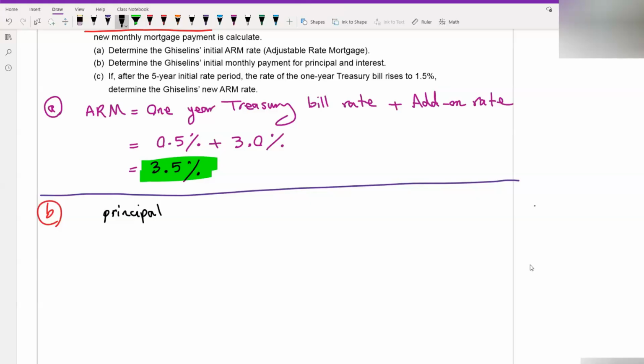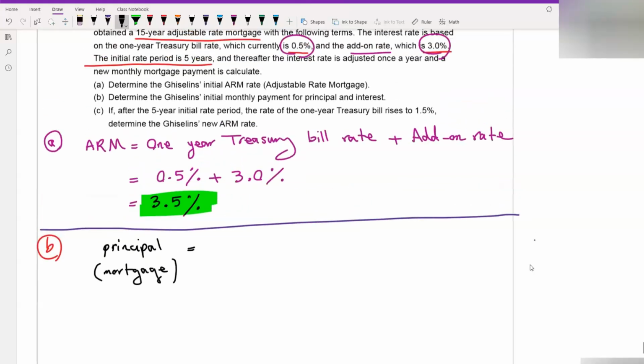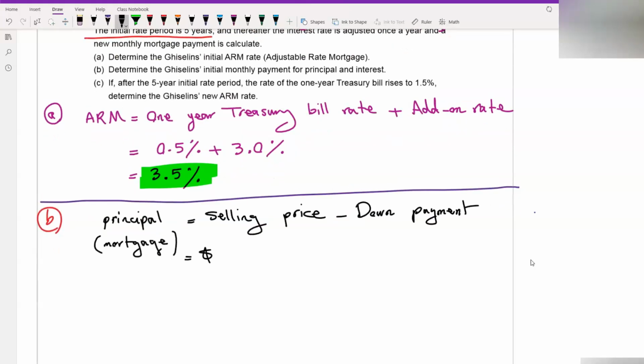First, I'm going to find the principal. I can find that one: the selling price minus the down payment, if they had any. So the selling price is $275,000 minus $115,000. Here for the principal, I have $160,000. That is their mortgage.